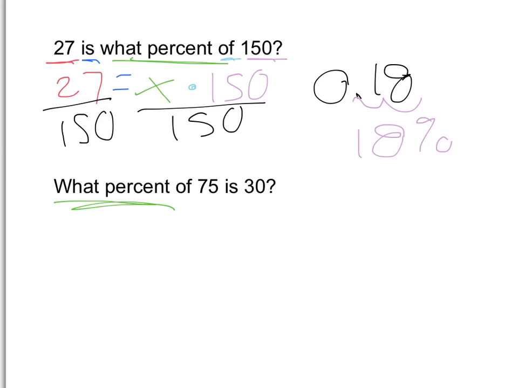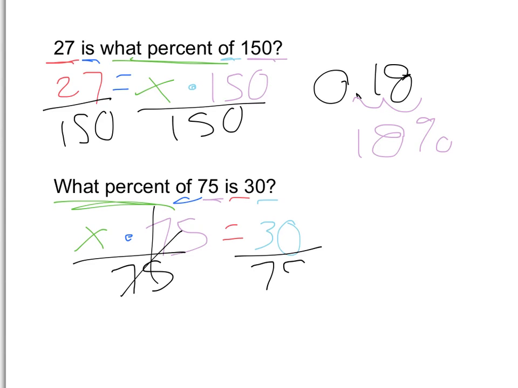Second one, we have what percent, so that's x. Of means multiply. 75, we can just write 75. Is means equals. And let's see, 30, we just write as 30. So if we solve this one, we want to get x by itself, so we need to divide both sides by 75. If we divide 30 by 75, we get 0.4. And if we make that a percent, we move it over 2 spaces, so we get 40%.